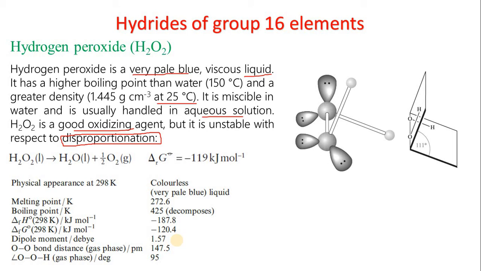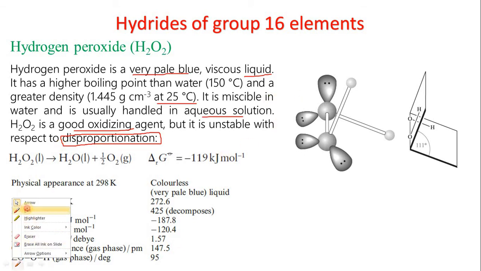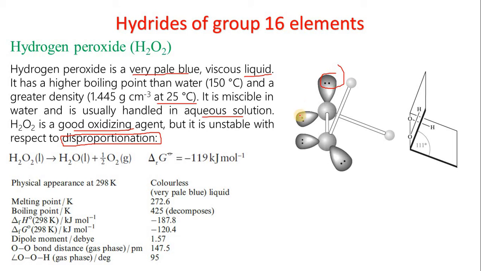If you look at the structure, it is popularly known as the open book structure. In this first diagram, you can easily see there are lone pairs on each oxygen, and there is an OH, and there is an oxygen-oxygen bond. And this oxygen-oxygen bond distance in the gas phase is 147.5 picometer. It is easier to visualize in this form. It is like an open book.